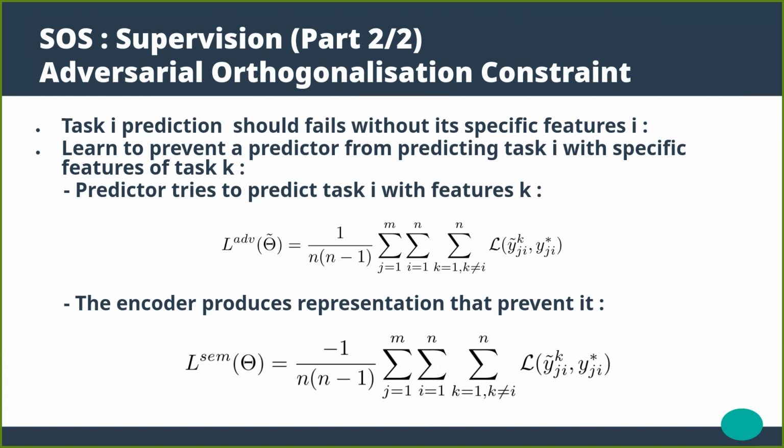Then, and that's where the adversarial magic happens, we train an encoder to make this training difficult. So this is the second term, which is the opposite of the first term, but optimized only on the parameters theta of the encoder. Then, at the end of the training process, only task I specific features can be used to predict task I. And this is it for SOS global architecture.